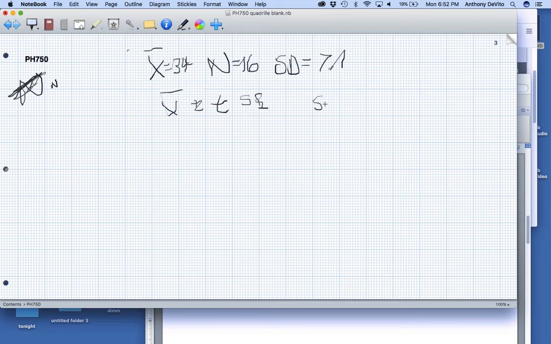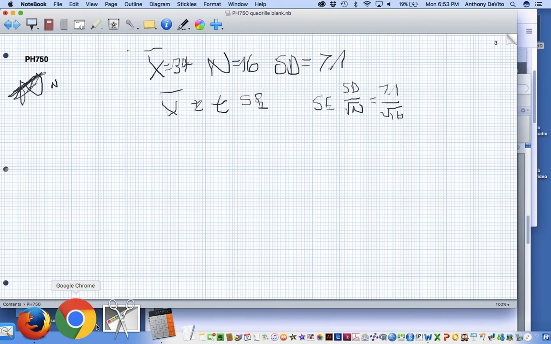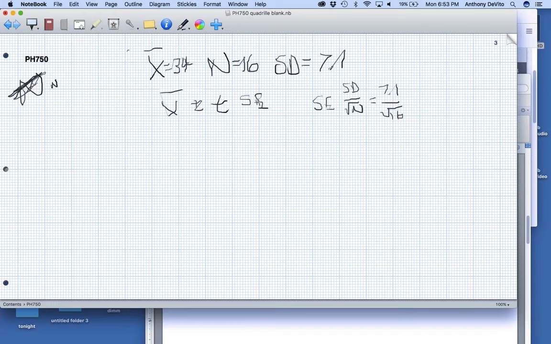Well, let's calculate our standard error. Standard error is calculated the same way, except this time it's standard deviation over the square root of the sample size, equal to 7.1 over the square root of 16, which is 4. And I'll calculate that now. I'm sorry, 1.775? Okay, great, thank you. 1.775. Okay, good. That's our standard error. So now our calculation for our confidence interval is going to be 34 plus or minus our t-value.